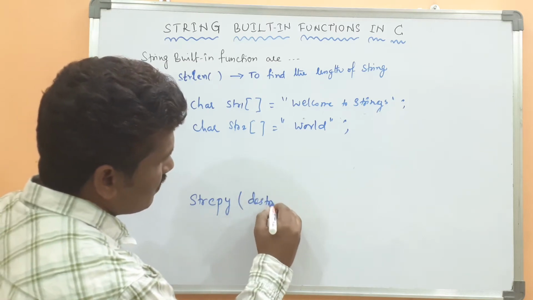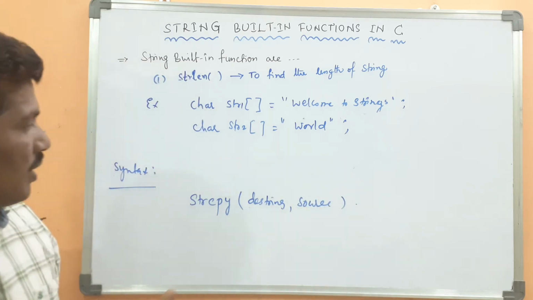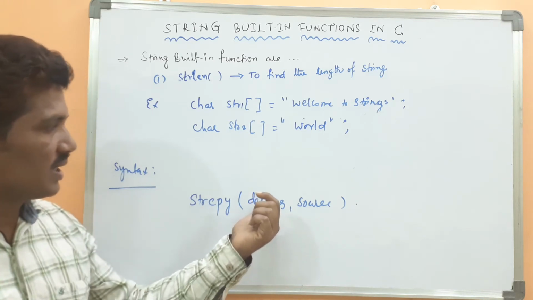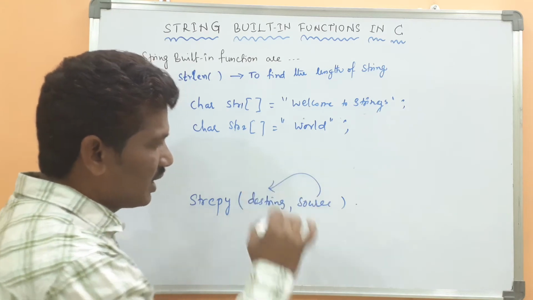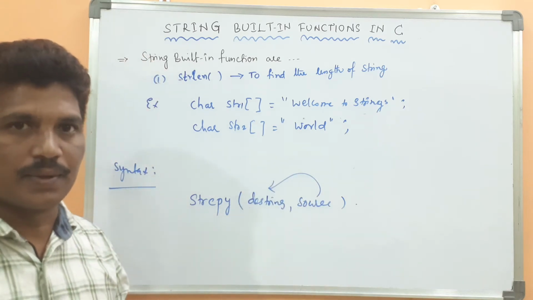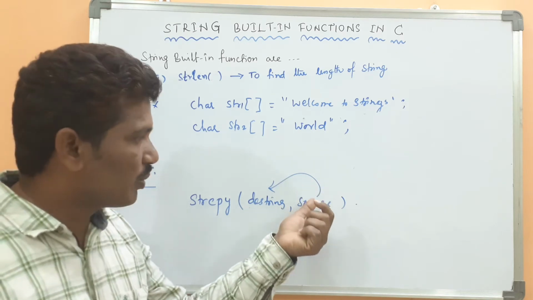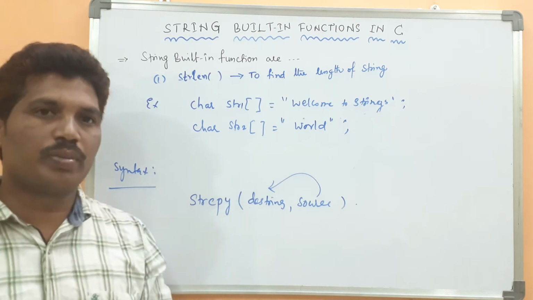Destination string, source. Because the string copy function has two arguments, a destination string and a source string. The source string will be copied into the destination string, isn't it? The source string is what is given, and it will be copied into the destination string. That is called the string copy function.